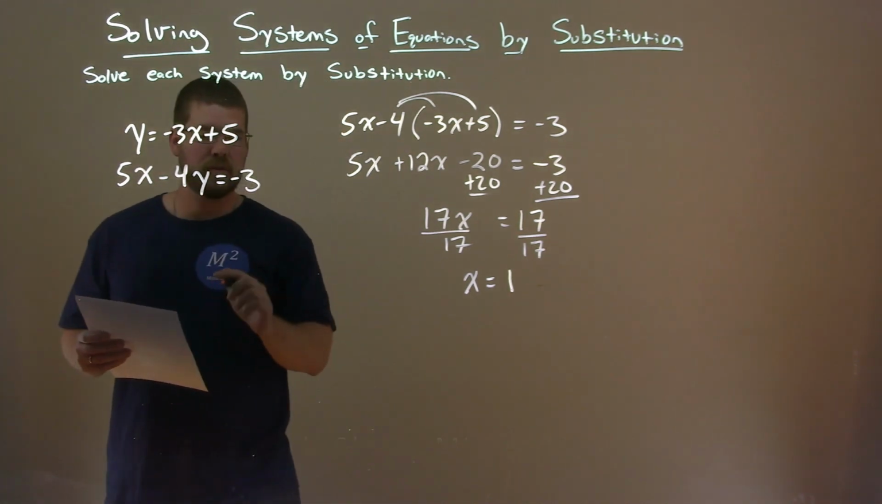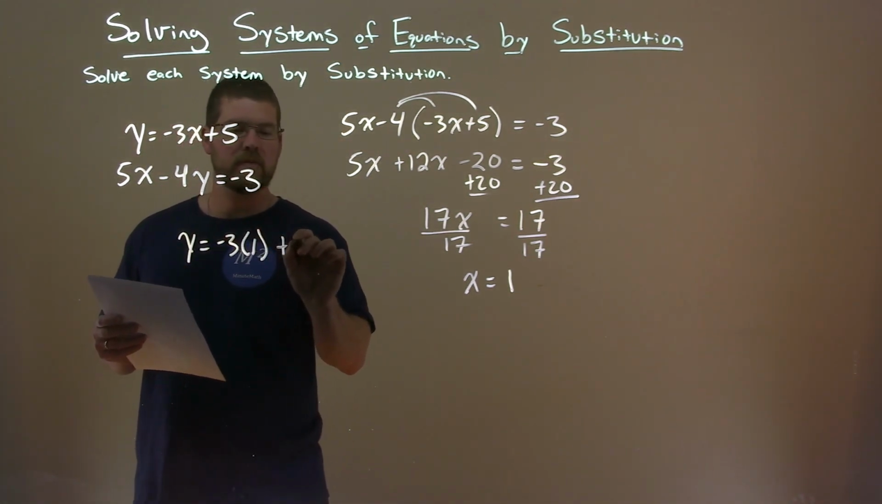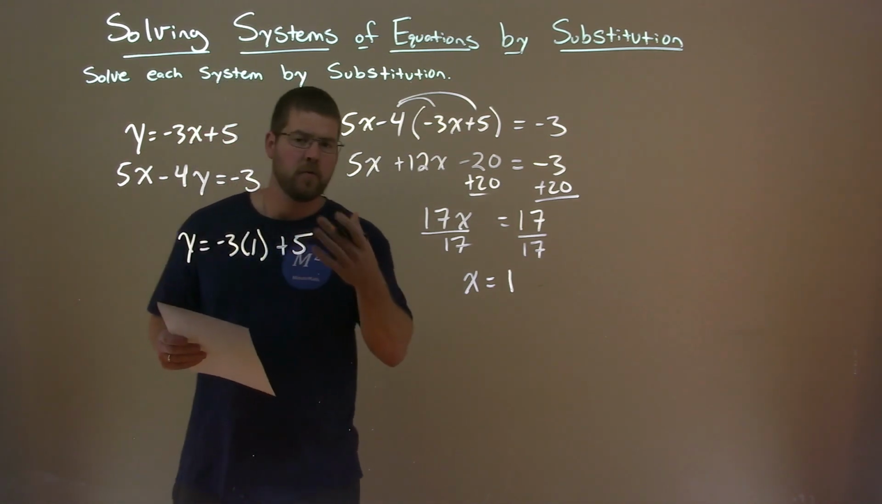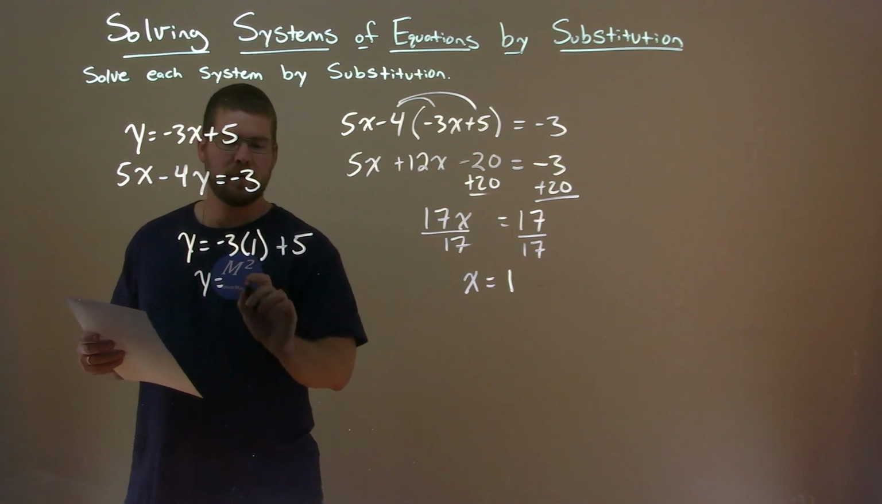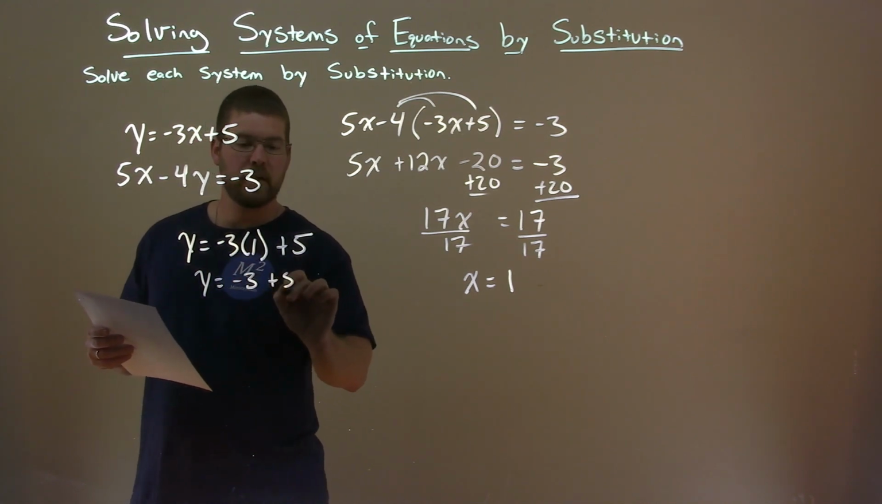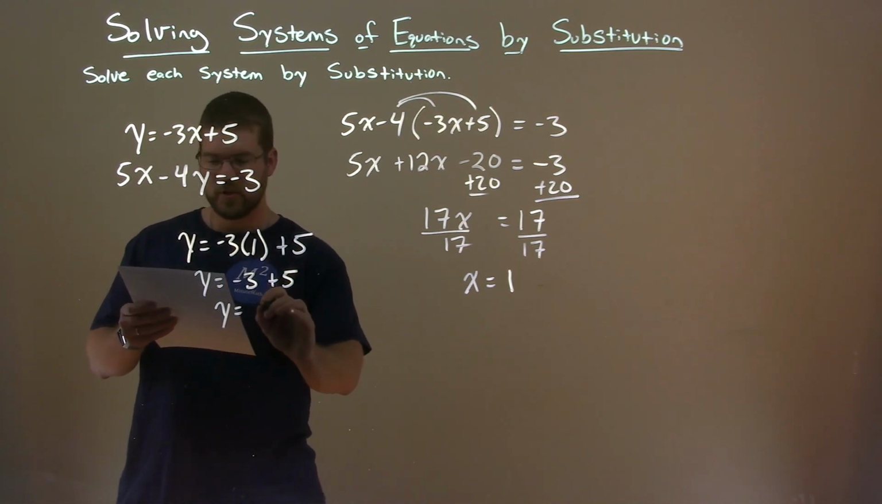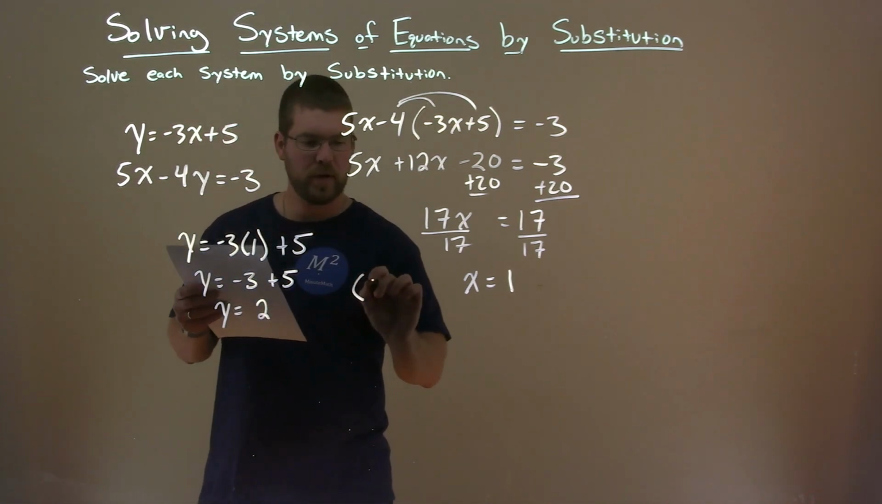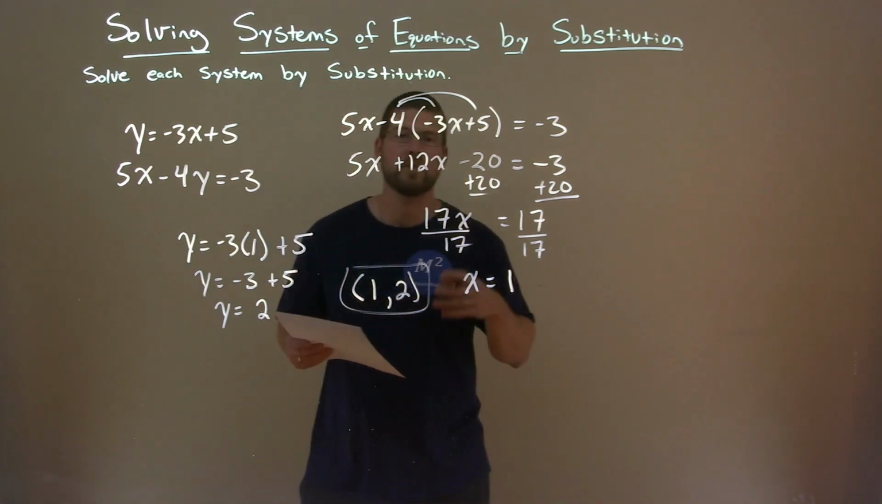First equation looks easier. y equals negative 3 times 1 plus 5. From there, we need to simplify. So y equals negative 3 times 1 is negative 3, plus 5. And, well, negative 3 plus 5 is a positive 2. So our coordinate point here is (1, 2), and that is our final answer.